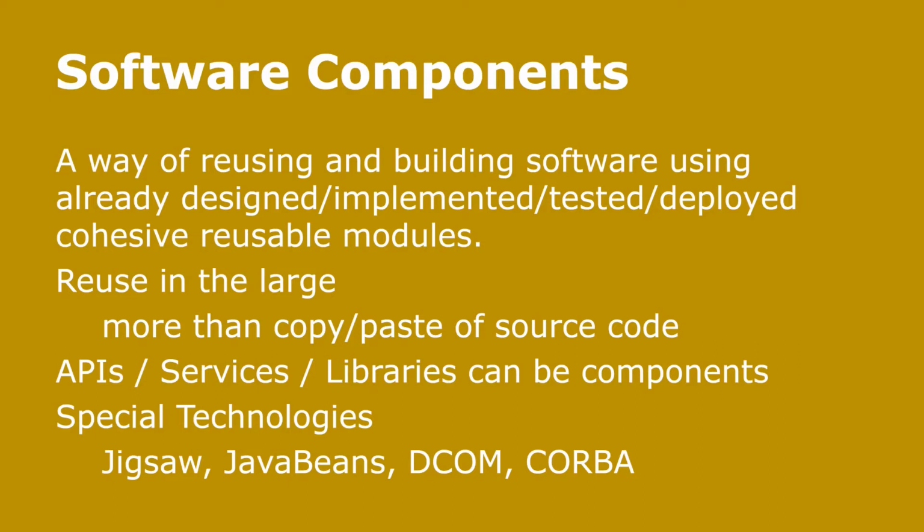So components can offer different types of APIs, different types of services, and also libraries can be thought of as components. There are special technologies for components and for handling components: Jigsaw, Java Beans, DCOM, CORBA. There has been a lot of work done here in that regard. We will take a small example look and see how we can use basic components in Java to compose our little dice game in 2 different ways.